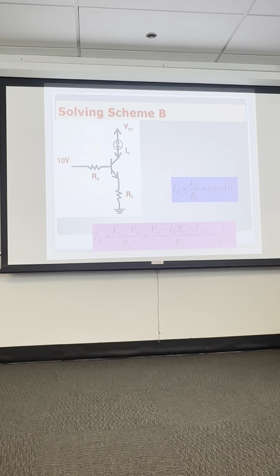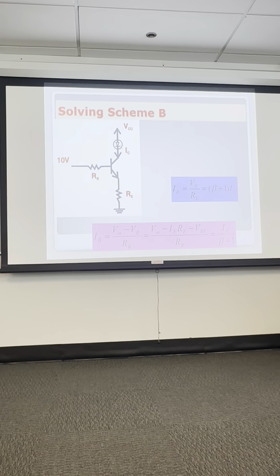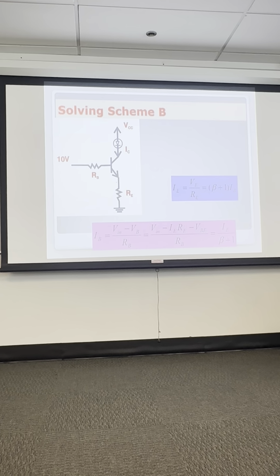So this version here, this is the second scheme. This is where we put the LED in the collector, and it's not so much we put the LED in the collector, what we add is a resistor in the emitter of the transistor. This resistor, RE, this is called a degenerative resistor.